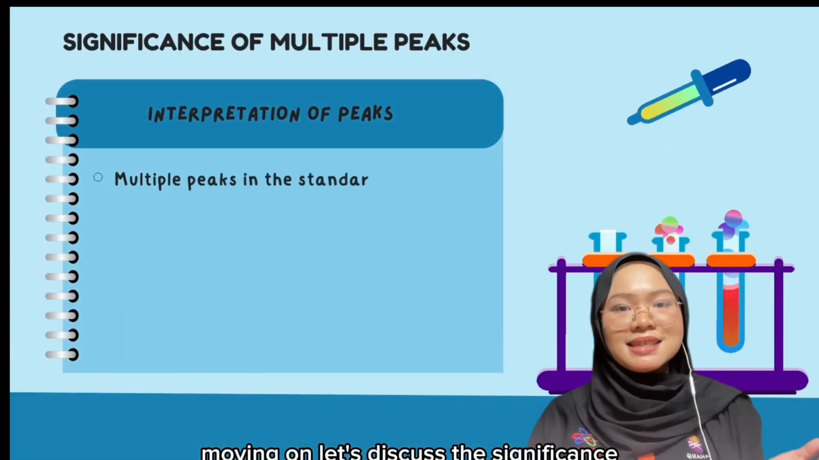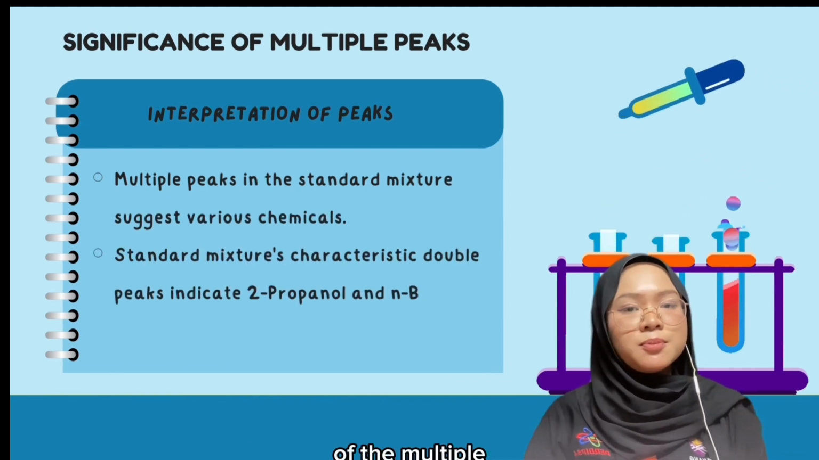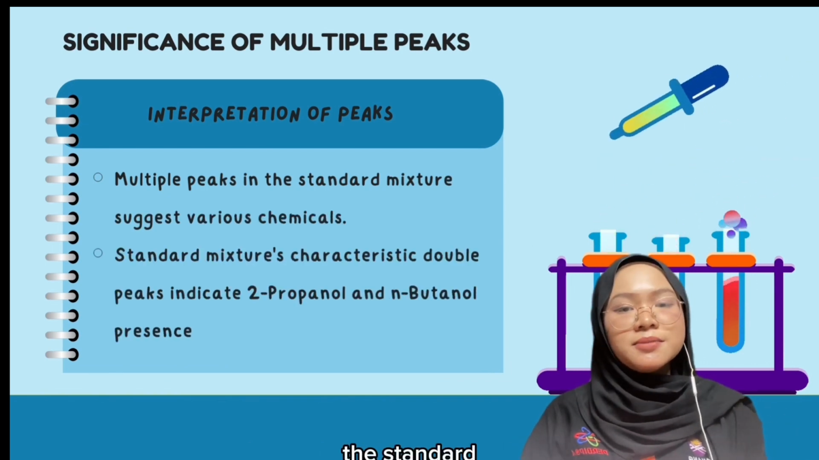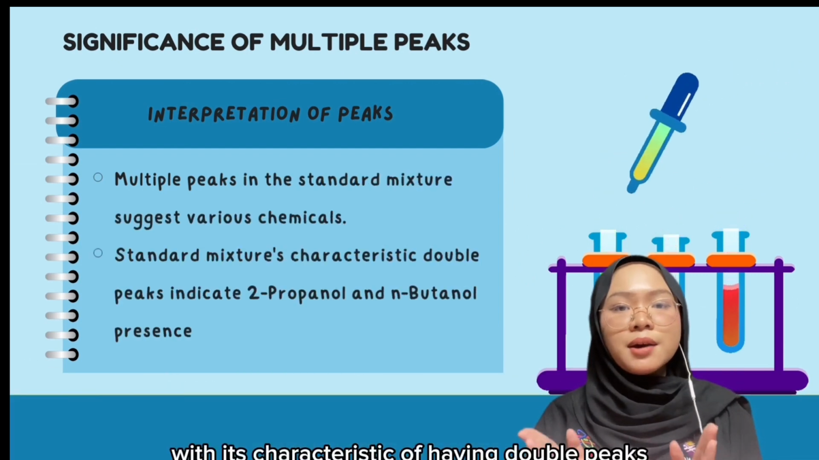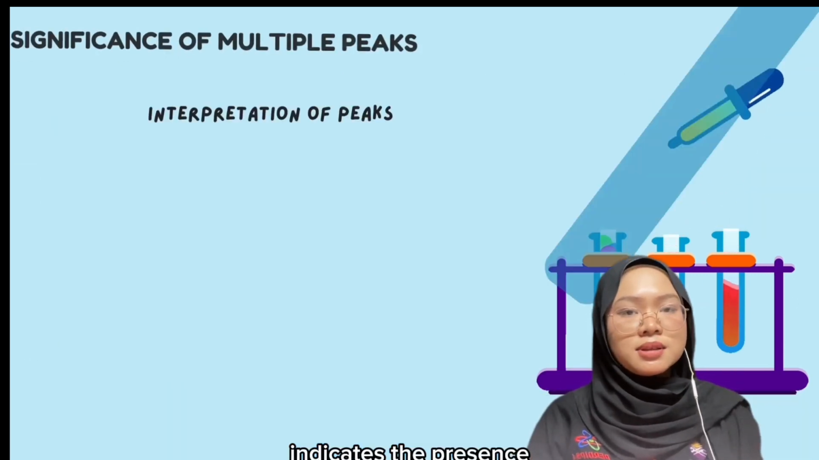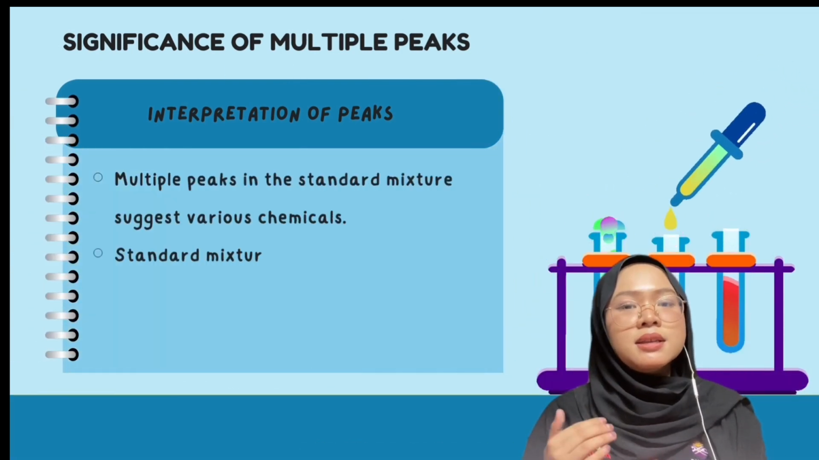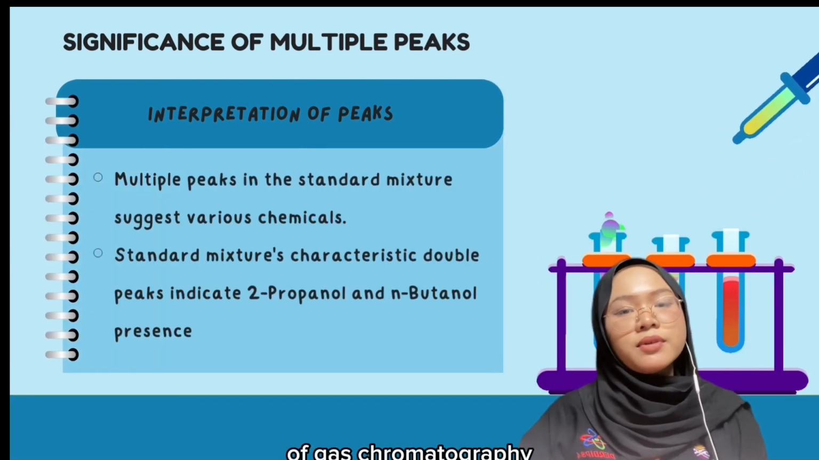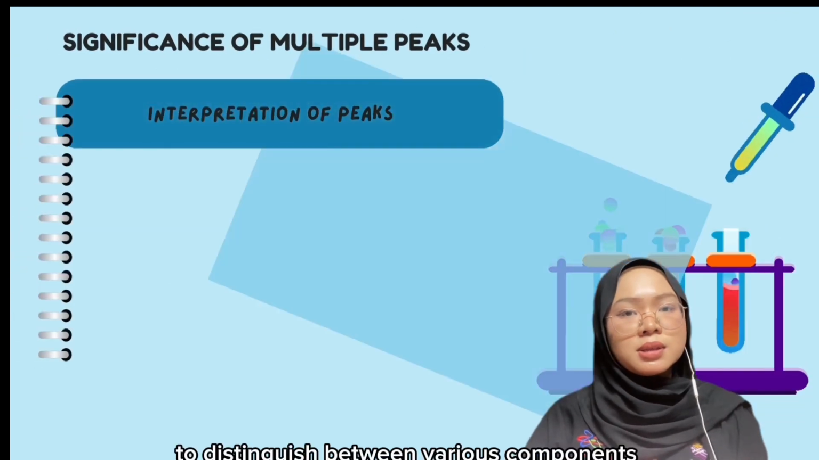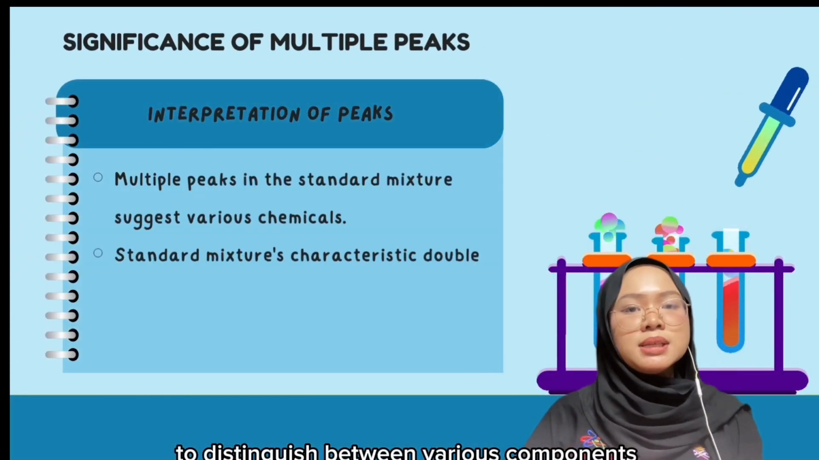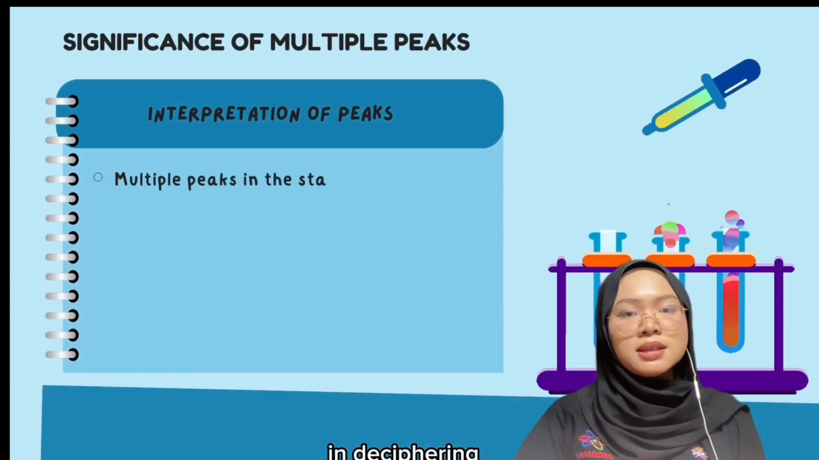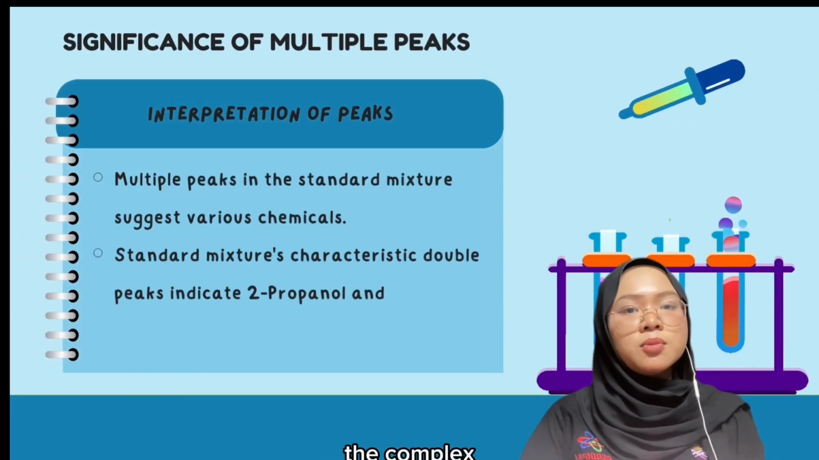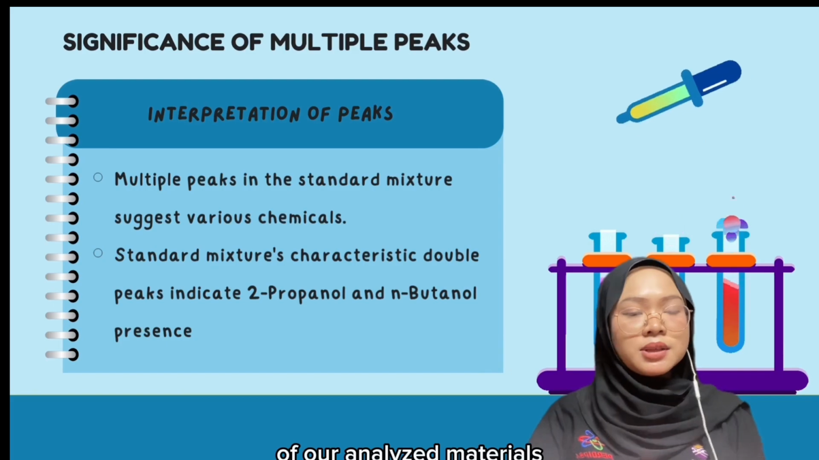Moving on, let's discuss the significance of the multiple peaks observed. The standard mixture's chromatograph, with its characteristic of having double peaks, indicates the presence of different chemicals. This highlights the ability of gas chromatography to distinguish between various components in a sample. Understanding these peaks is crucial in deciphering the complex composition of our analyzed materials.